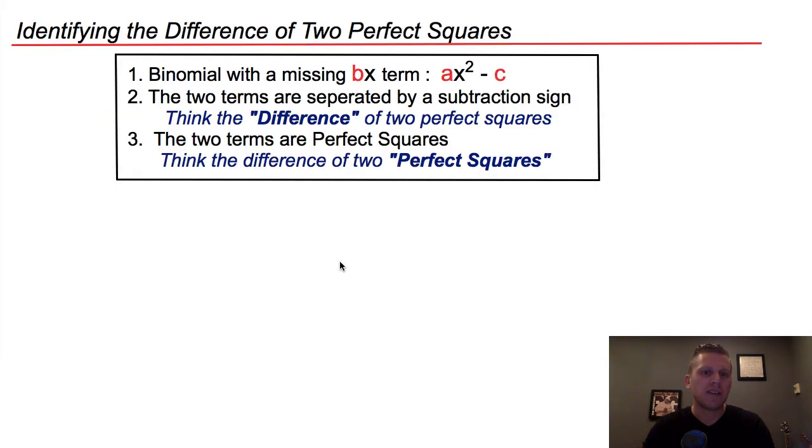The next way to identify the difference of two perfect squares is to look at the difference. It's right in the name. They need to be separated by a subtraction sign. As soon as you have a plus sign separating the terms, they will not factor using the difference of two perfect squares. And the last thing that you need to do to use the difference of two perfect squares is all of the numbers you have, all of the constants, need to be perfect squares.